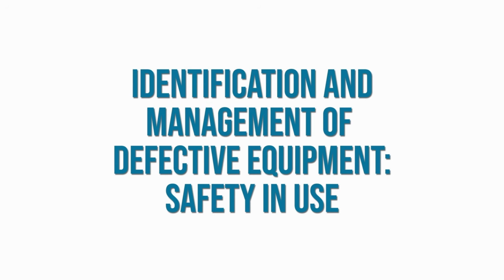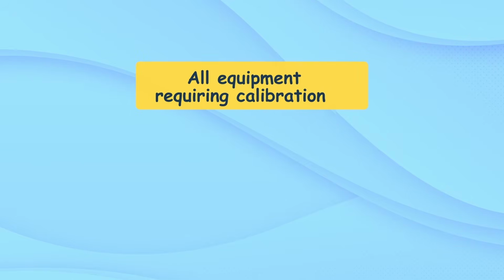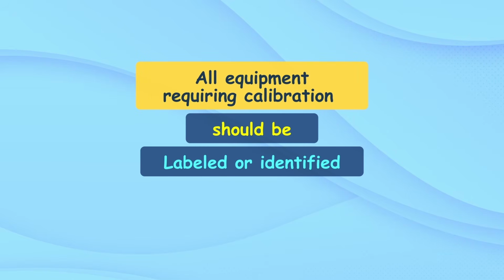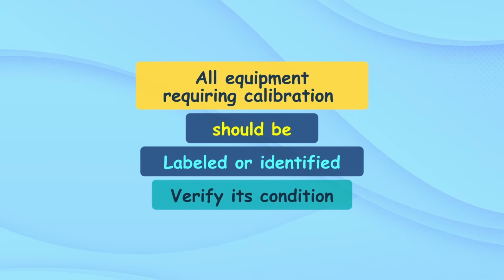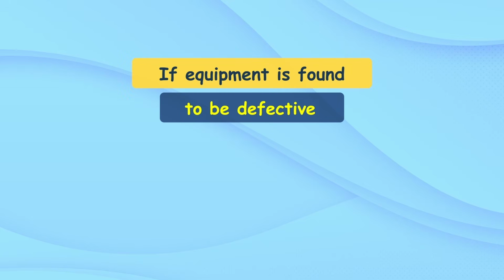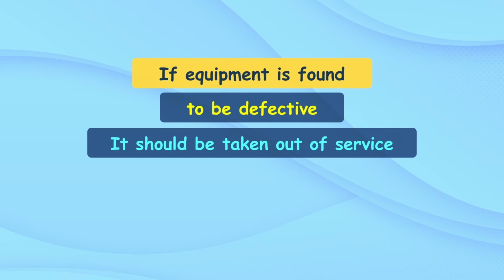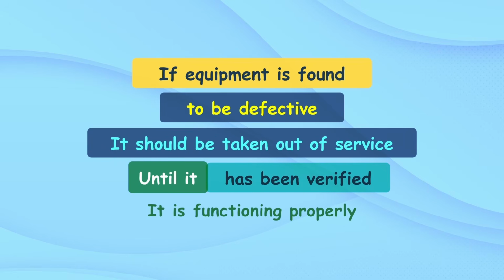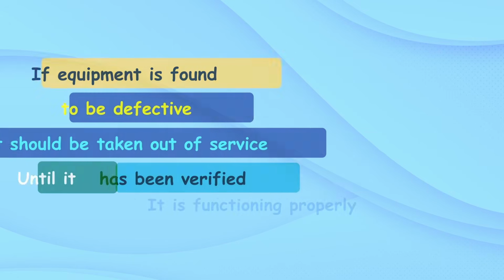Identification and management of defective equipment, safety in use. All equipment requiring calibration should be labeled or identified so that users can easily verify its condition. In addition, if equipment is found to be defective, it should be taken out of service until it has been verified that it is functioning properly.